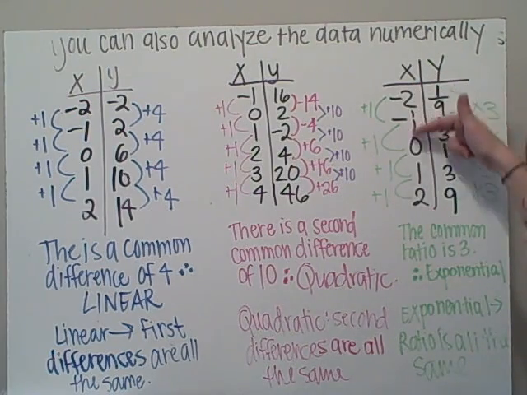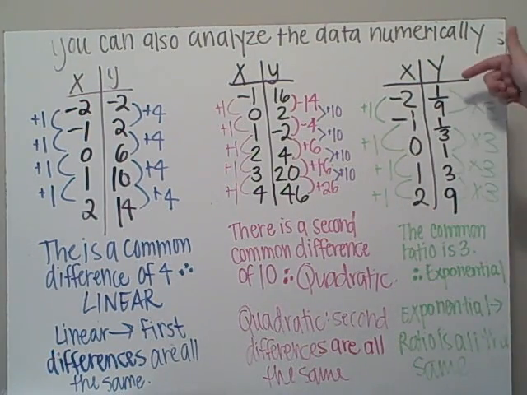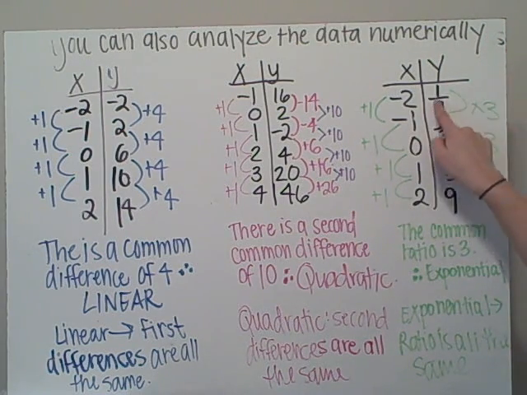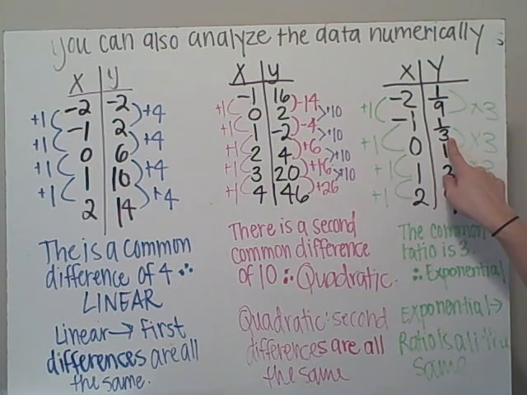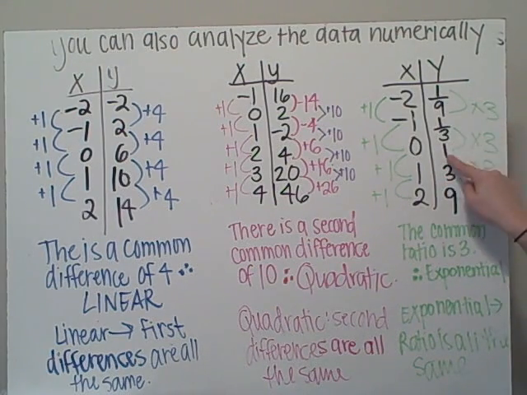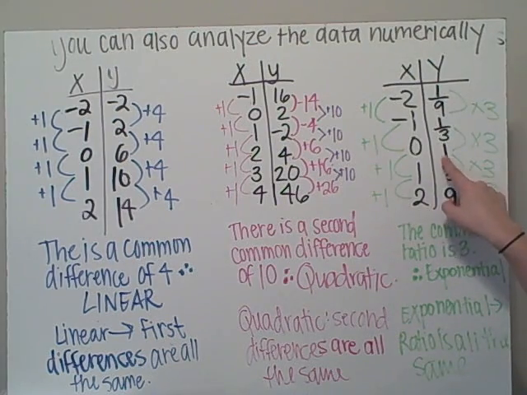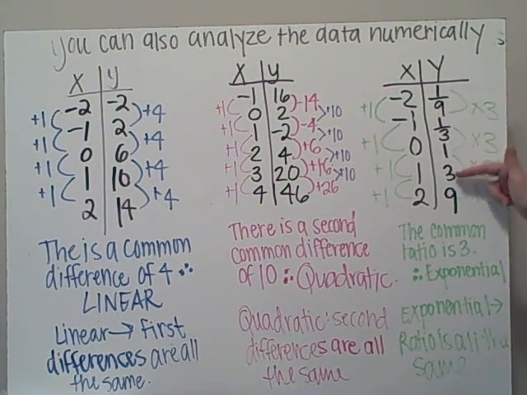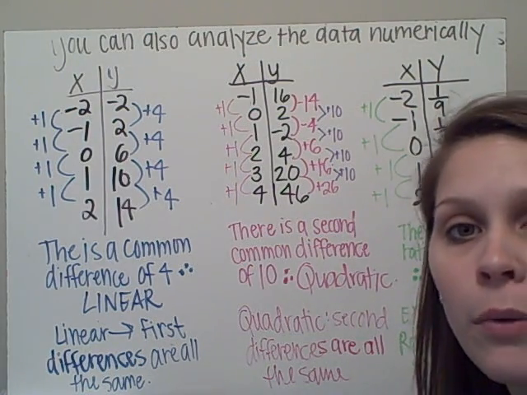So here we have our differences are all 1. But then here, 1/9 to 1/3, 1/9 times 3 gives us 1/3. 1/3 times 3 gives us 1. 1 times 3 gives us 3. 3 times 3 gives us 9. So these are increasing by a factor of 3.